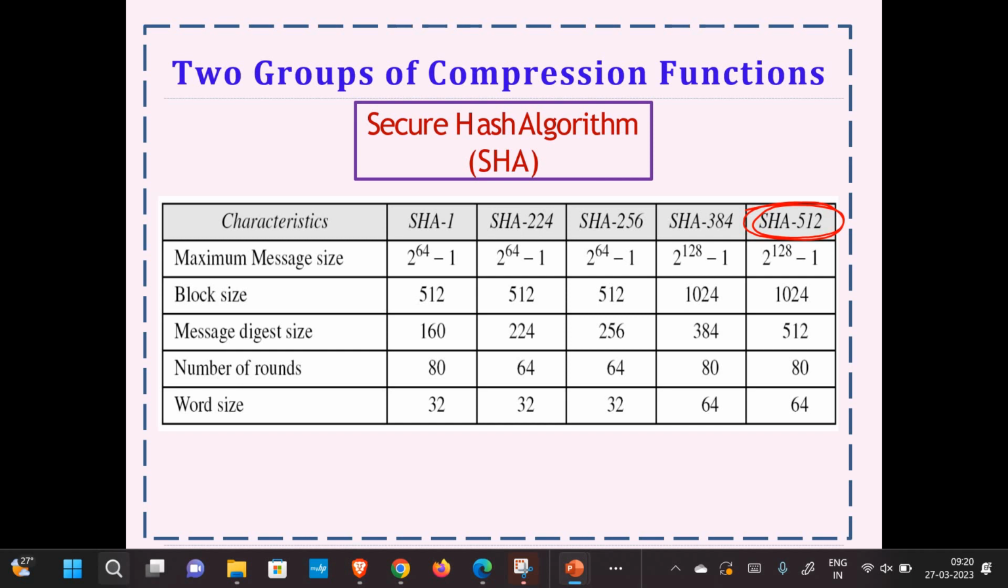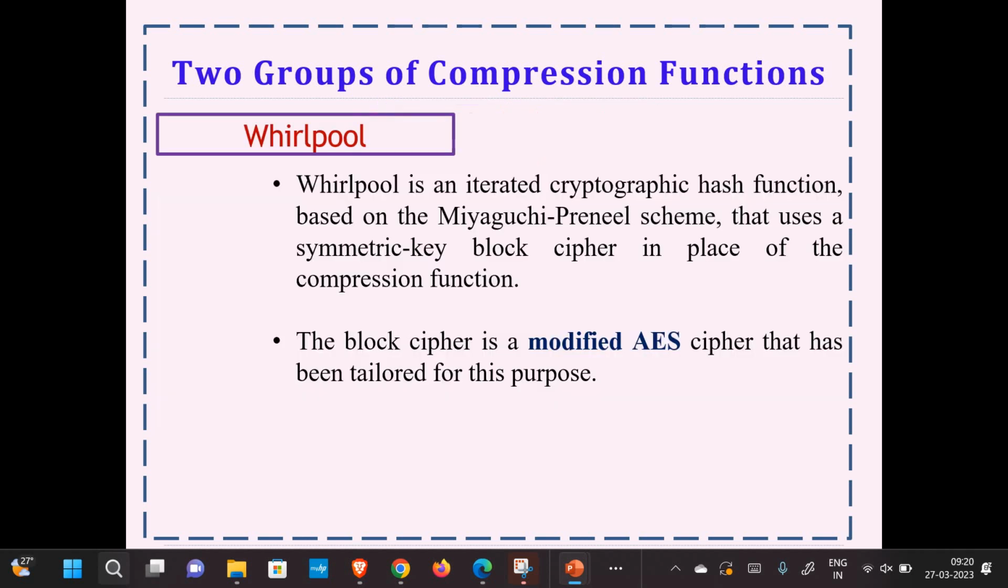Alright. So if you see over here, the different specifications are given, keeping the number of rounds and words almost the same. It is providing a message digest of 512 bits. Compared to other sizes, it is much better. We'll see that later when we come across SHA.